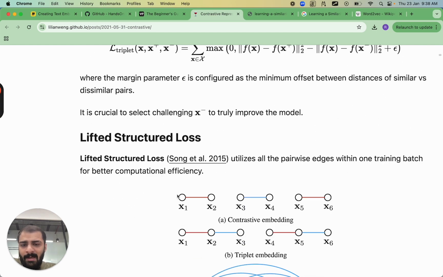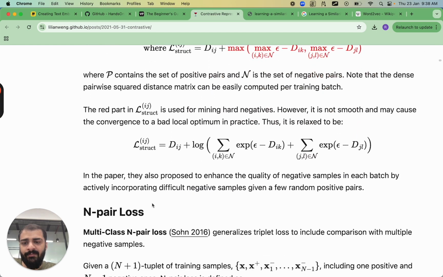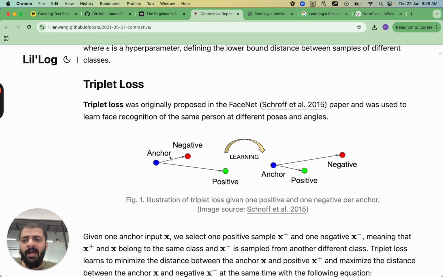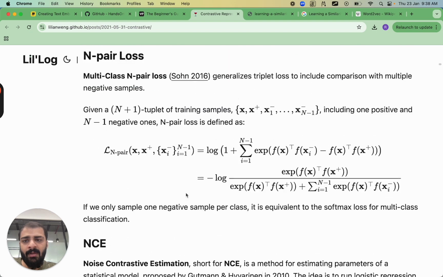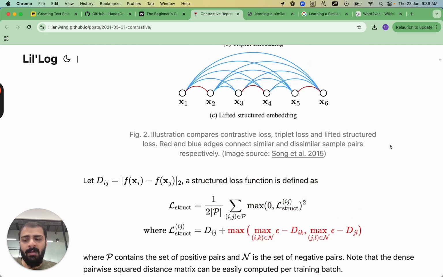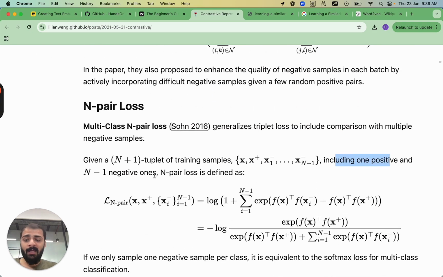And then there are multiple other types of loss which were proposed later, such as lifted structured loss. Then there is also n pair loss, where instead of triplet, why don't we have more negatives? Or let's say instead of one anchor, one negative and one positive, as in triplet loss, what was proposed is we can have one positive and multiple negative examples. Whereas in triplet loss, we just have one negative, right? In n pair loss, we can have 5, 10, even more negative examples.